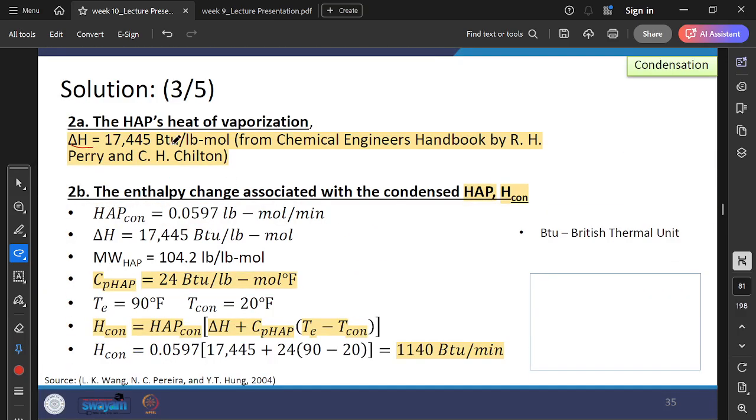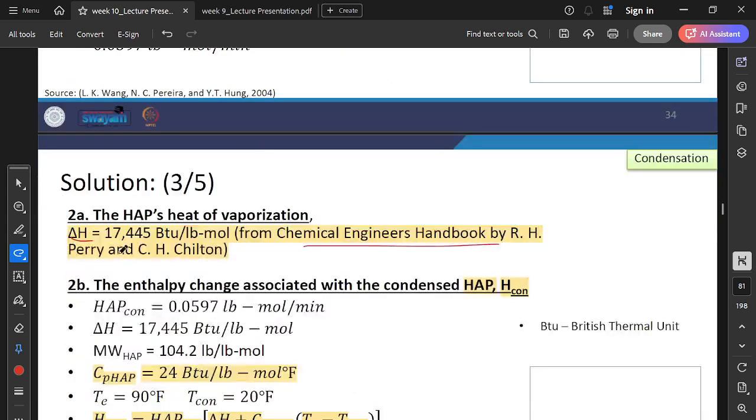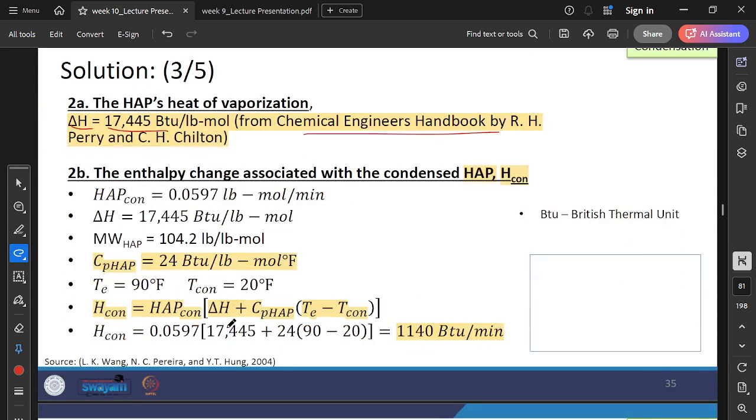Then del H, that is your assumption only. Enthalpy of your pollutant, whatever that you can take from the chemical engineer's handbook. And for your pollutant, in this given question it is 17,450. Usually it will be around 17,500.